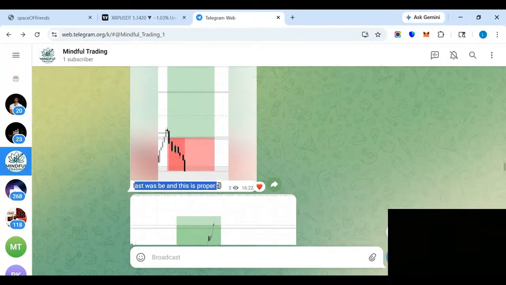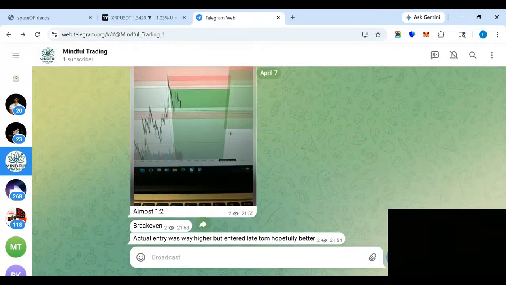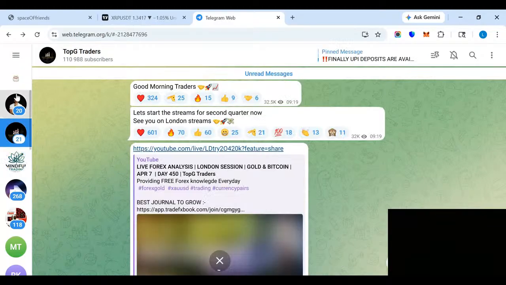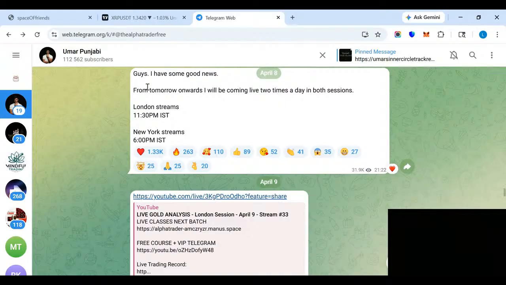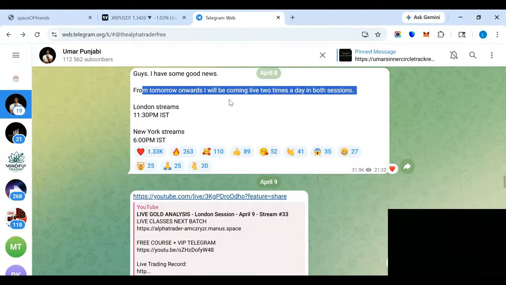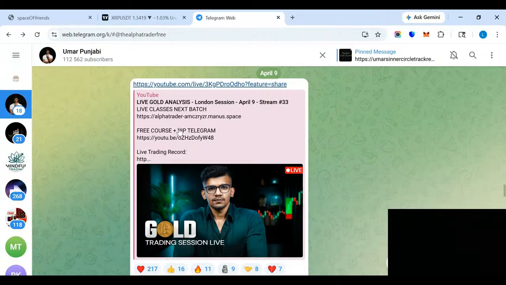Only one SL in this group. Otherwise everything is TP or break-even. So watch out for it. Okay, good news from tomorrow onwards. Wait. This message I did not see. Okay, so he'll be coming two times. Nice, nice, nice.